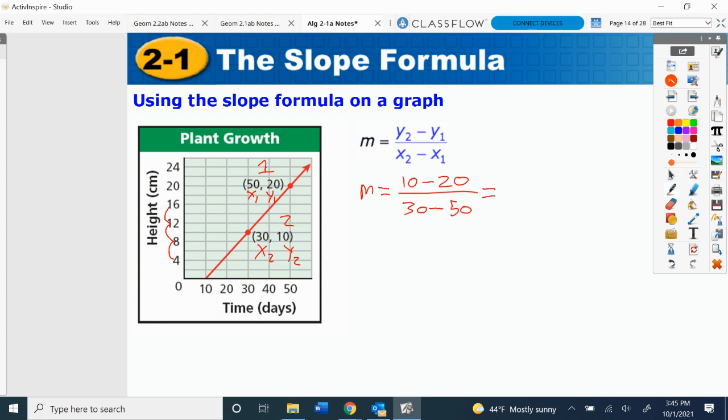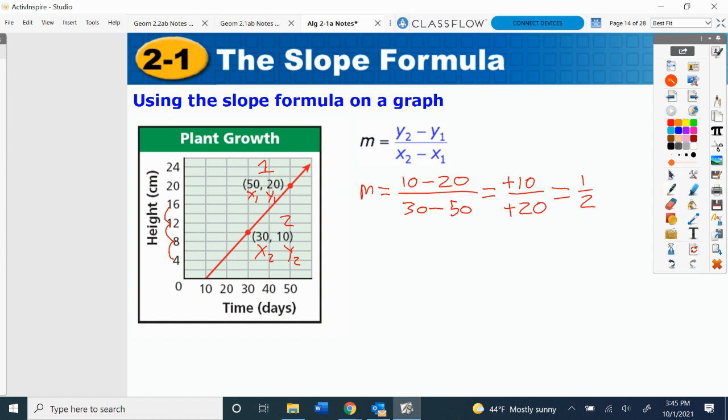All right, now we just got to do a little math, see what that works out to. 10 minus 20 is going to get us -10, and 30 minus 50 is going to get us -20. All right, because we got 2 negatives up there on this problem, they're going to cancel out, so it becomes a positive, and we can simplify that all the way down to 1/2. All right, so that would be the slope of that line. For that graph, it would be 1/2.